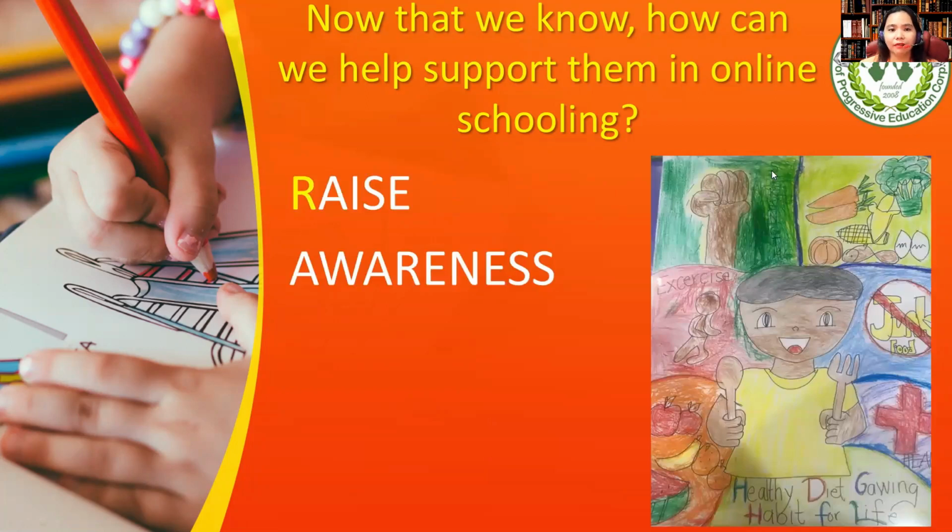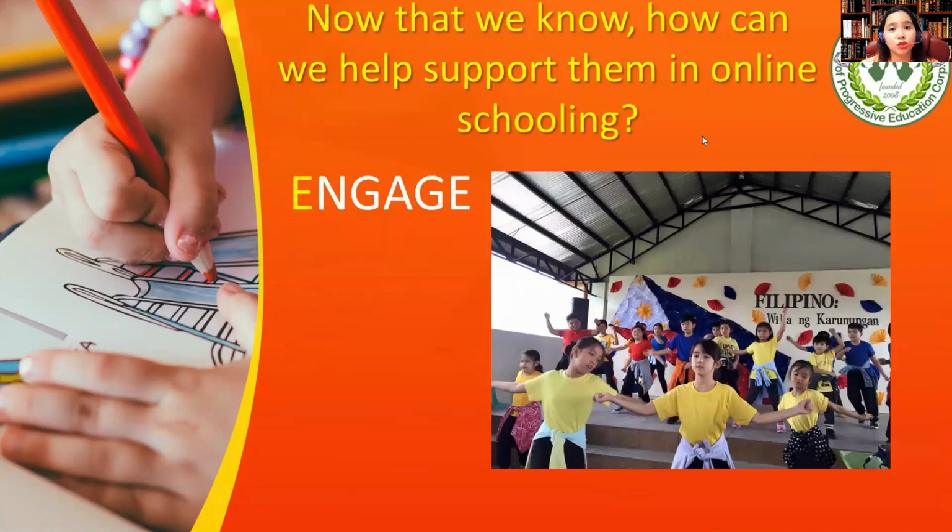The next one we have is raise awareness. In order for us to be able to help everyone in this kind of situation, we need to let them know our situation and tell them what they can do to help us. So, we need to raise awareness. And lastly, we need to engage, because all of our energy can be channeled into a positive activity such as dancing, singing, music, or even sports and arts. So we can engage ourselves so that we would be busy in a positive way.